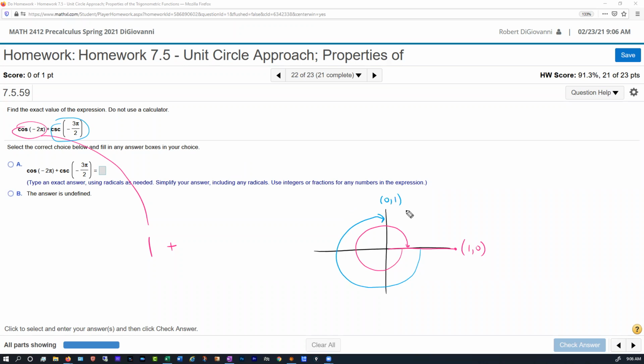And then we want cosecant, which is the reciprocal of sine. Sine is the y-coordinate, which is 1. And so 1 over, if we flip 1 over, you just get 1. So this should also be 1. So 1 plus 1 should give us 2.